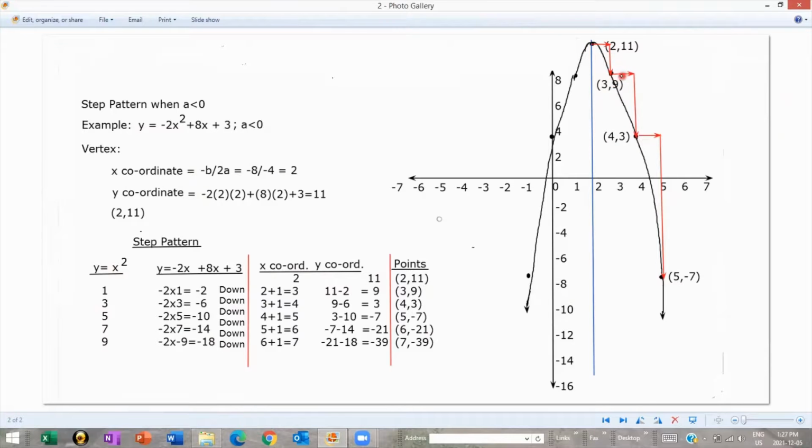Then you can find the image of each of these points across the line of symmetry, and then you can complete the graph. The full graph can be completed. That's how you use the step pattern.